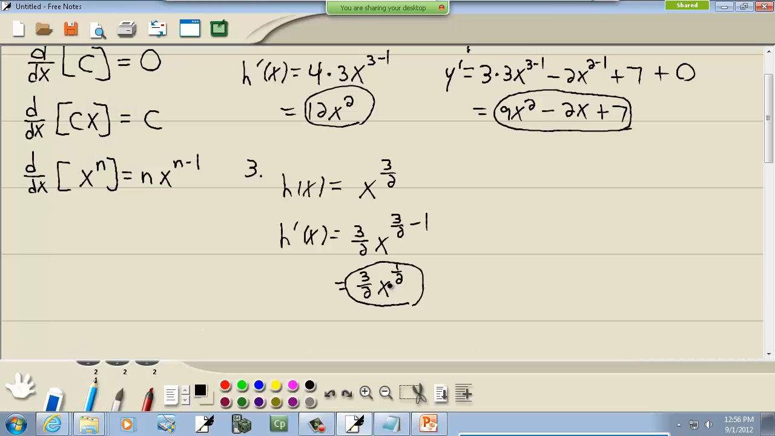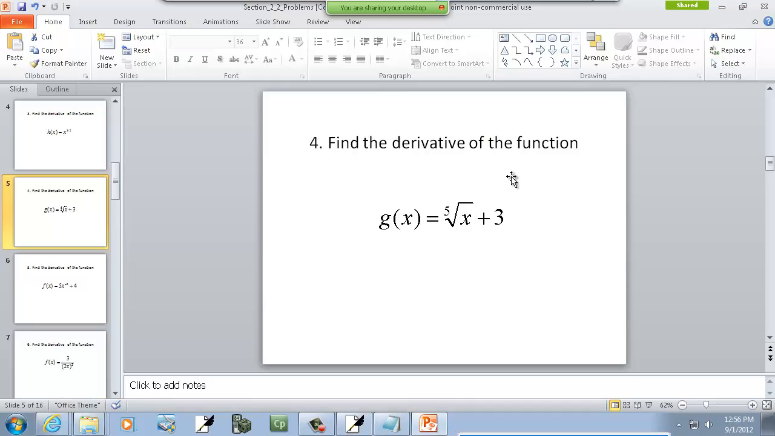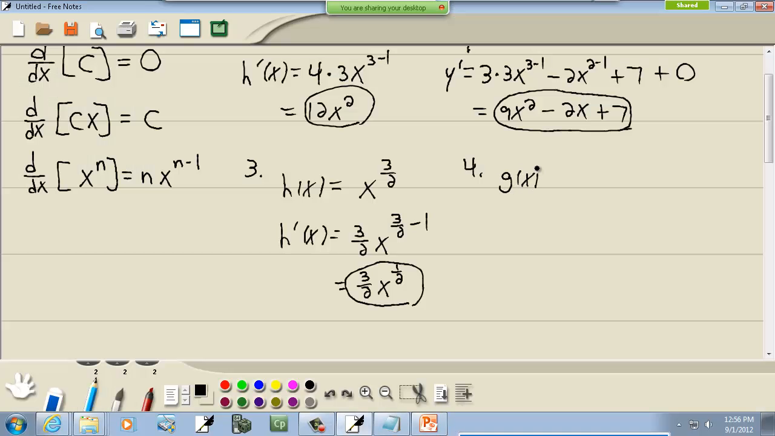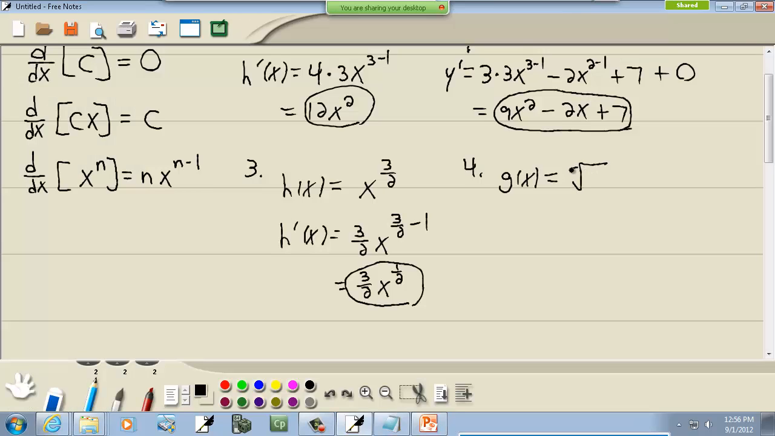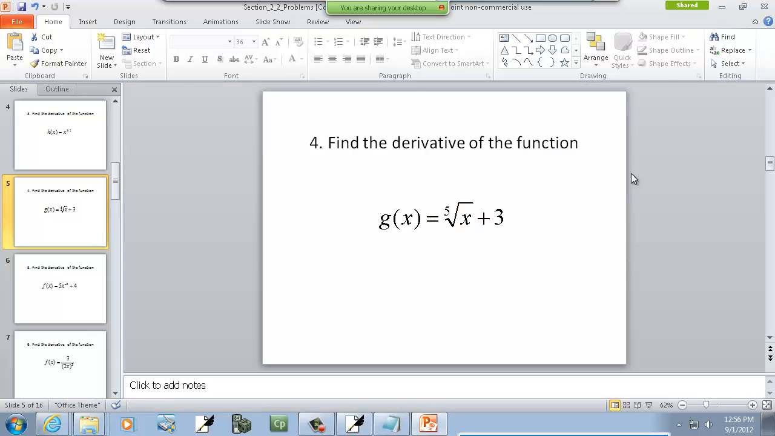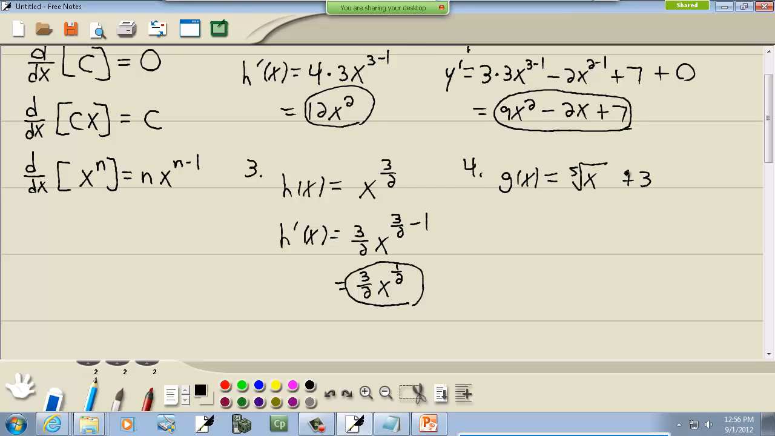Let's take a look at this one. We've got g of x is equal to the 5th root of x plus 3. Now we don't have any property dealing with radicals, so what we want to do is write this in fractional power form. This 5th root of x would be x to the 1/5, and then plus 3.